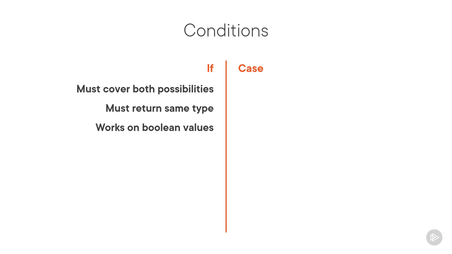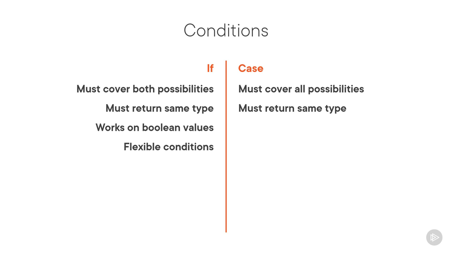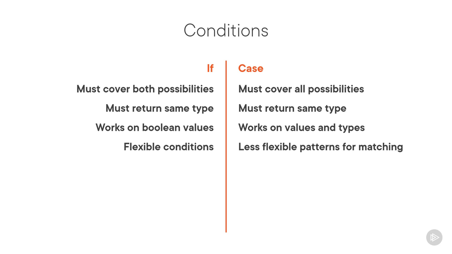Finally, the conditions are quite flexible in the sense that you can put anything as long as it returns a Boolean. For example, you can call a function that returns a Boolean value. Case expressions must also cover all possible cases. All possible return values must have the same type. Case expressions use pattern matching on values, and it's also possible to match on types. Still, the actual patterns for matching are less flexible, since they can't be just any expression.